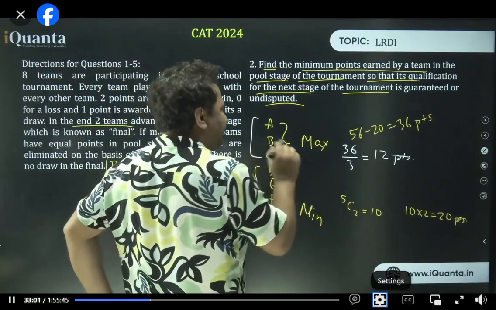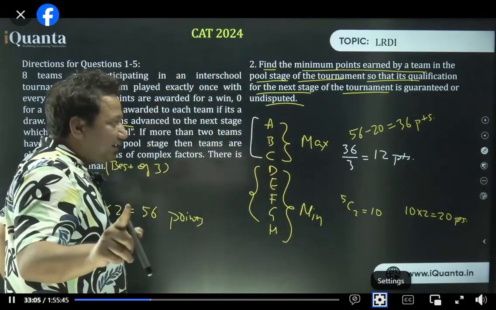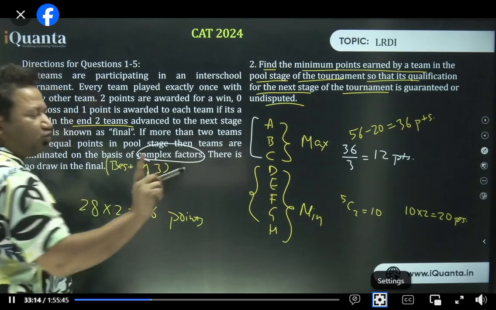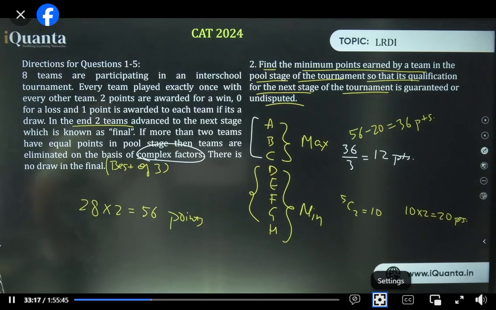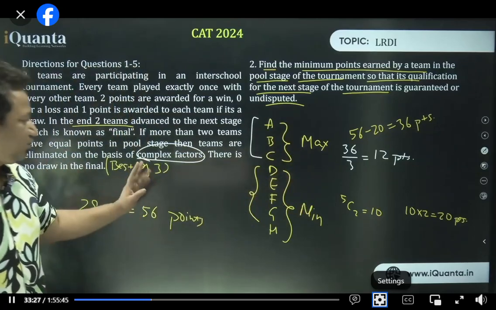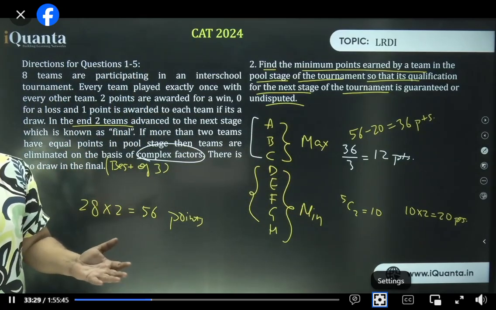So 12 points, if they get 12 points each, still we are not sure that one team will definitely go into the tournament. All right? Due to complex factors, two will go. Due to complex factors, two teams will go even in this case. Do you understand? Even if they get 12 points each, two teams have to go through complex factors, which are not known to us.